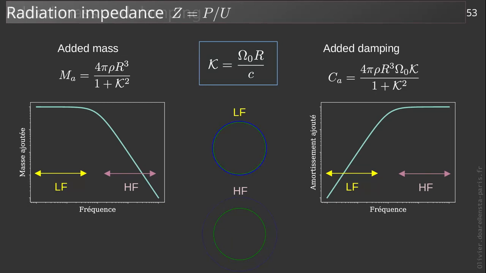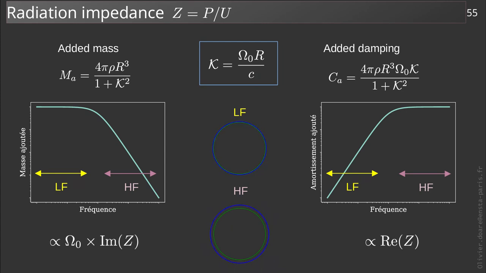It should be noted that in the acoustics community, this dynamic interaction between the solid and the fluid is best represented through a number called the radiation impedance, which is the ratio between the pressure and the velocity at the interface. In this framework, the added mass is proportional to omega naught times the imaginary part of Z, while the damping is proportional to the real part of Z.